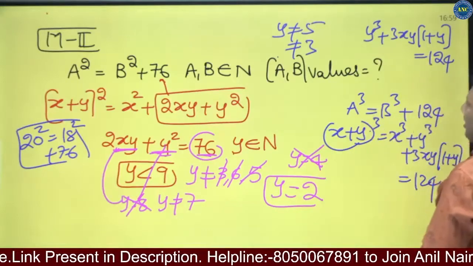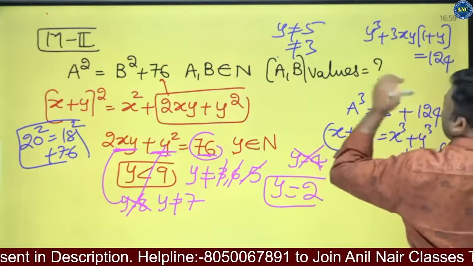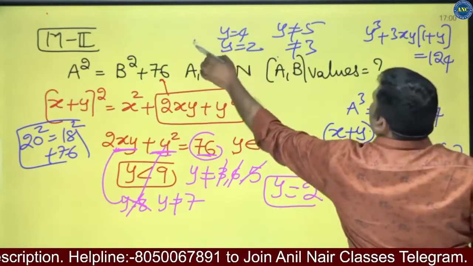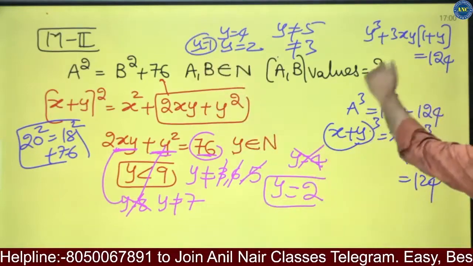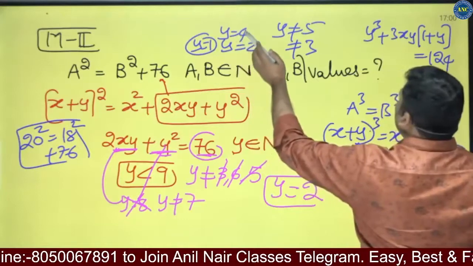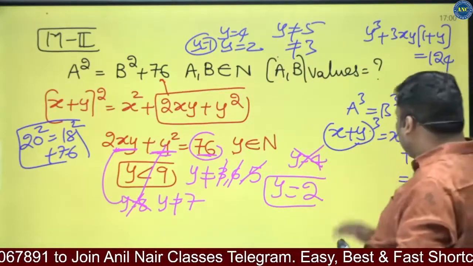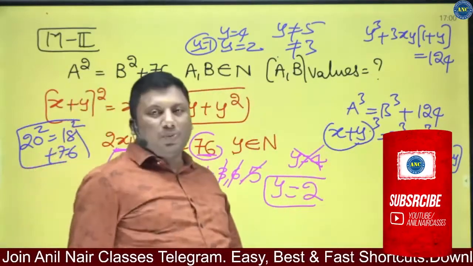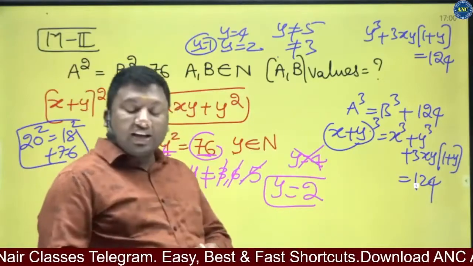Multiple of 3 plus multiple of 3 is not possible. Y can be 4, y can be 2, or y can be 1. With 1, check whether it is becoming the y value. x cube plus y cube plus 3xy into 1 plus y. Instead of spoon feeding, this kind of question can also be generated if the logic is very clear.